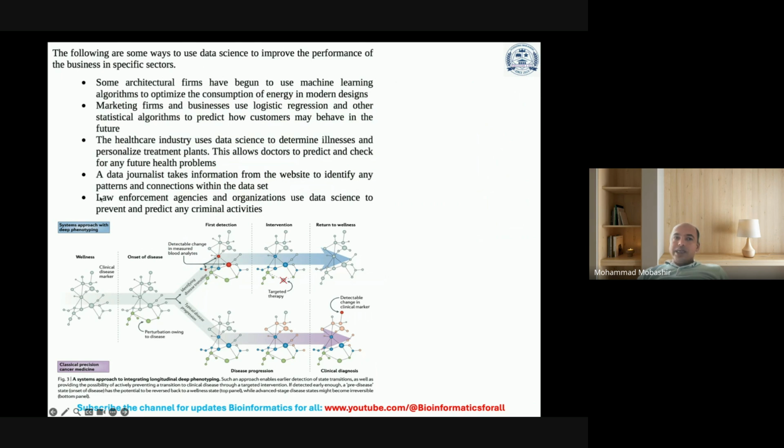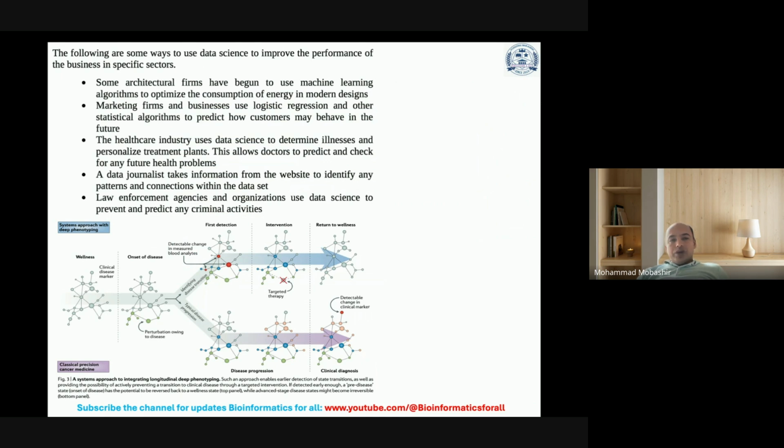Here they are saying the following are some ways to use data science to improve the performance of business in specific sectors. For example, some architectural firms have begun to use machine learning algorithms to optimize the consumption of energy in modern design. Then marketing firms, then healthcare industries. A data journalist takes information from the website to identify any patterns and connections within the data set. Then law enforcement agencies and organizations.